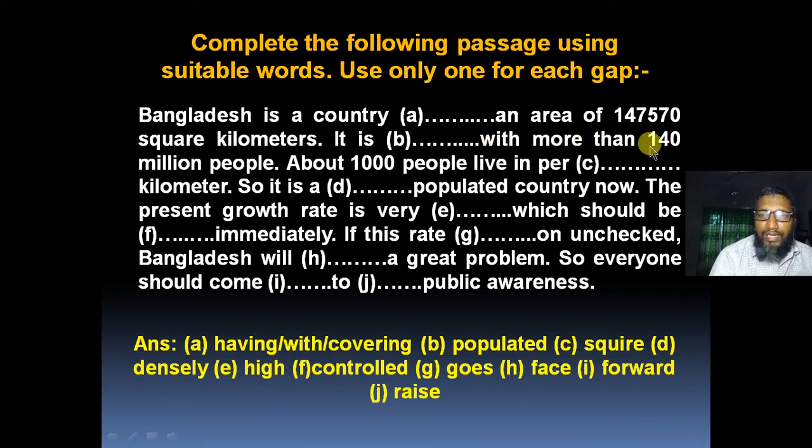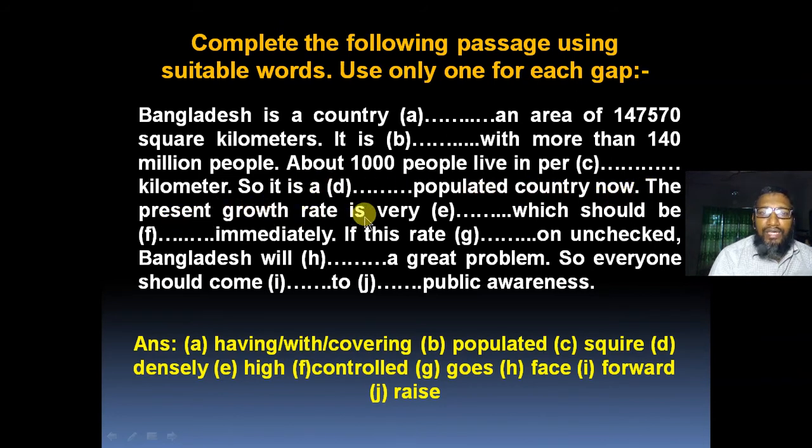It is populated with more than 150 million people. About 1,000 people live in per square kilometer. Per is population, per square kilometer. So it is a dash populated country. Look at the sentence. So it is a dash populated. Populated is a verb and this is the past participle form. So here we can use an adverb. It is a densely populated. Densely is an adverb. So it is a densely populated country now.